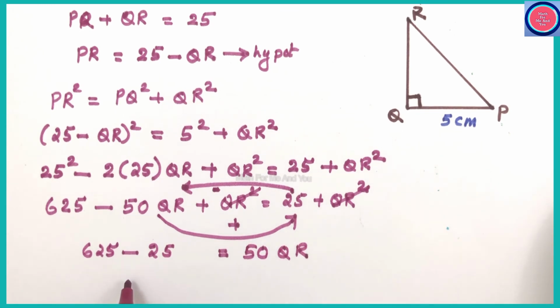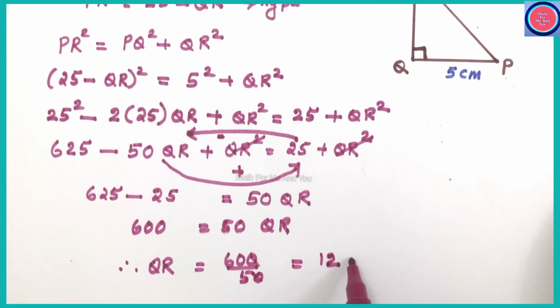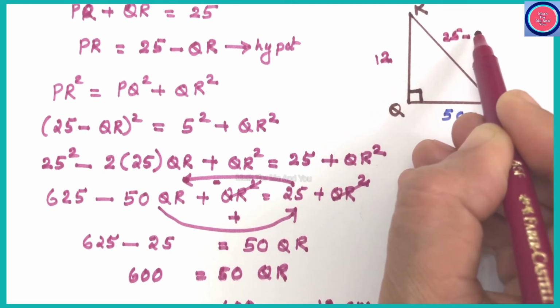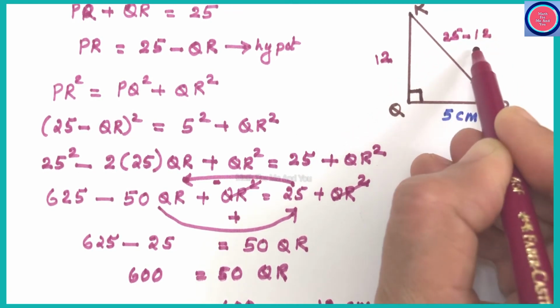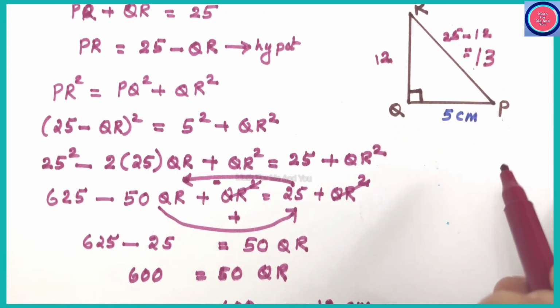Simplify the left side. 625 minus 25 is 600. The right side is same, 50 QR. We can find the value of QR by dividing both sides with 50. Therefore, we get QR is equal to 600 divided by 50, and that is equal to 12. So, we get the length of QR as 12 centimeter. Using this QR, we can find what is the hypotenuse. Hypotenuse is 25 minus QR, that is 25 minus 12, which is equal to 13 centimeter. All the three sides are ready in this picture.